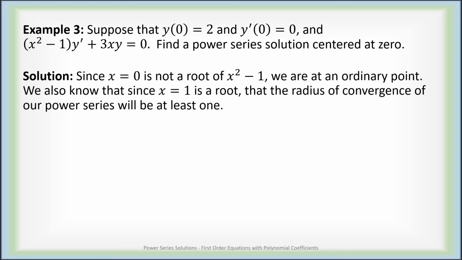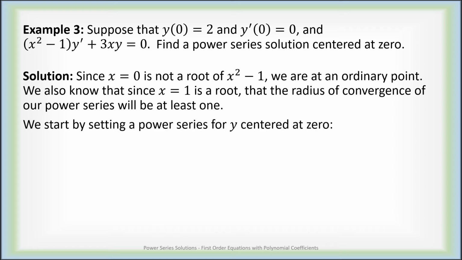As we've had in the previous examples, the center of our power series is not a root of the leading coefficient. So we're at an ordinary point. Also, the radius of convergence of our power series solution will be at least as large as the distance to the next root of the coefficient. So we're centered at 0. 1 is definitely a root of x squared minus 1. So the distance there from 0 to 1 is just 1. So the radius of convergence of our power series solution will be at least that large. It will be at least 1. So we start by setting a power series for y centered at 0. Nice standard form: y is just the sum of a_i x to the i.